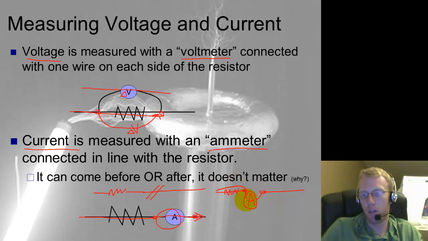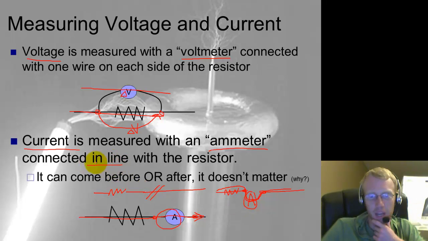so that the current has to flow this way through the ammeter and then back through. So it can't get from here to here without going through. So this is called connected in series, in line with or in series with the resistor. It can come before or after, it doesn't matter.